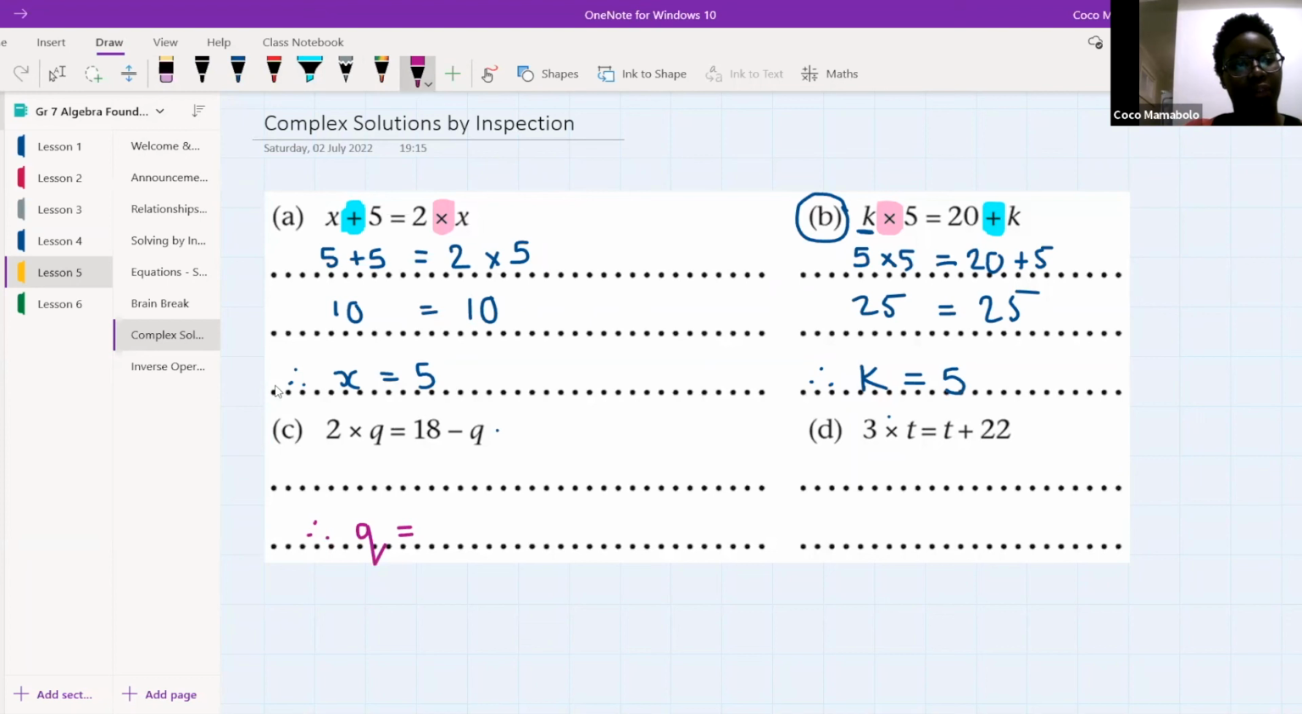Ayanda, what do you think? Ma'am, I think therefore Q equals 9, ma'am. 9. Okay, let's try 9 on each side. Now I'm going to get 2 times 9. What is 2 times 9 going to give me? 18, ma'am. It's going to give me 18.